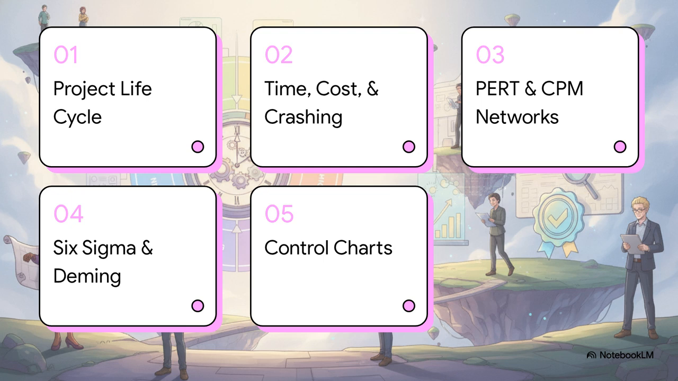Here's our roadmap for today. We'll start with the project lifecycle, then look at time, cost, and crashing. Next, we'll map things out with PERT and CPM networks, move into Six Sigma and Deming, and finally, wrap up with statistical control charts. Let's get right into it.